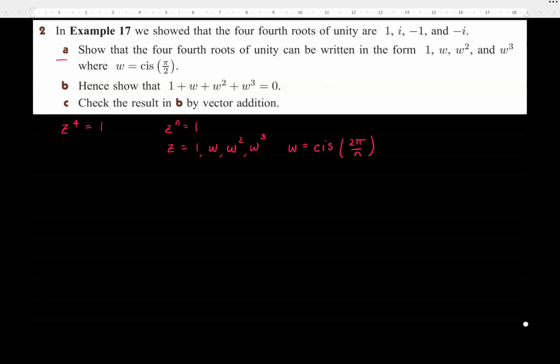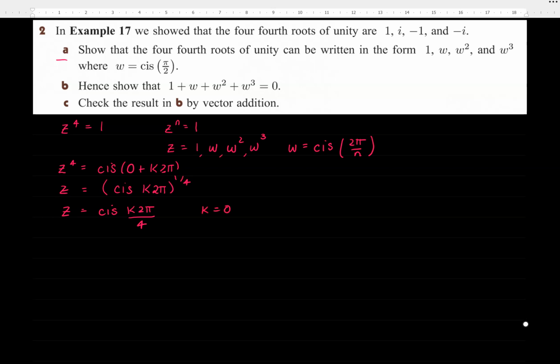That's like a rule that we have, but if we didn't know that, we would go through the same thing and say 1 is actually cis 0, plus k2 pi, and then to get rid of the 4, that just becomes cis k2 pi to the 1/4, which ends up being z equals cis k2 pi over 4, and k can equal 0.